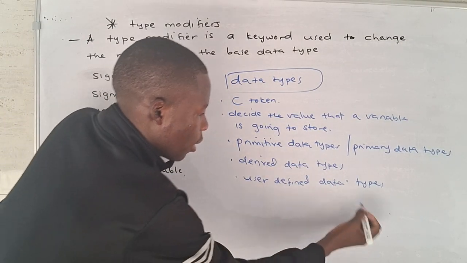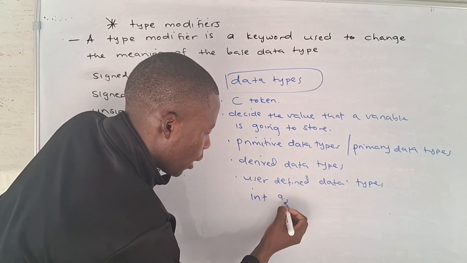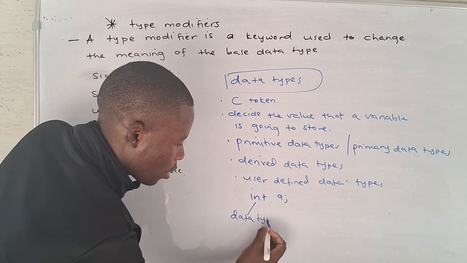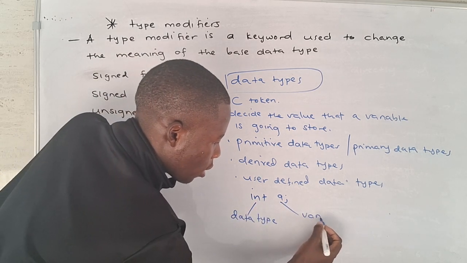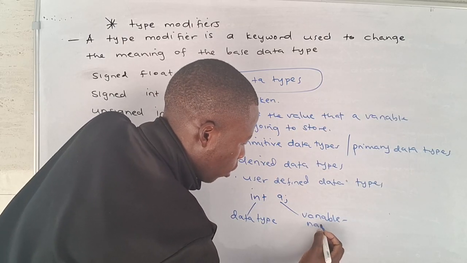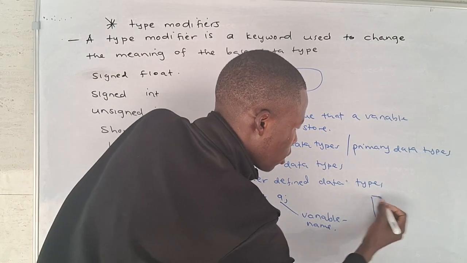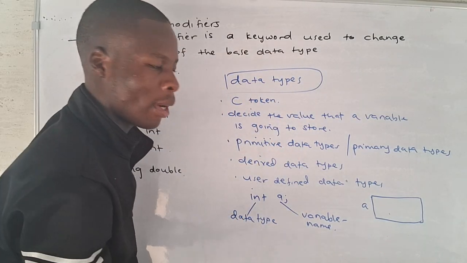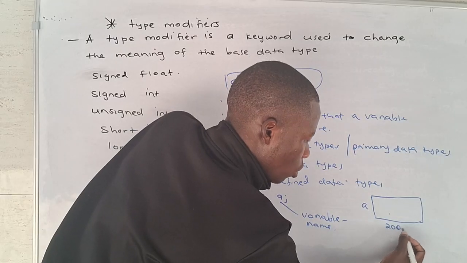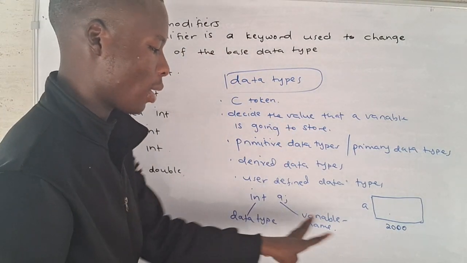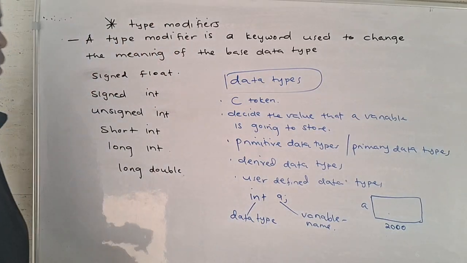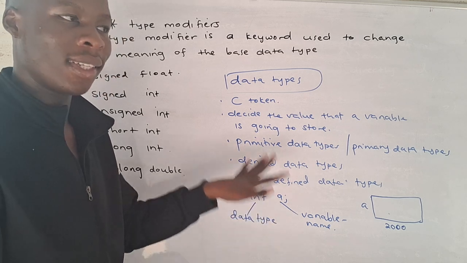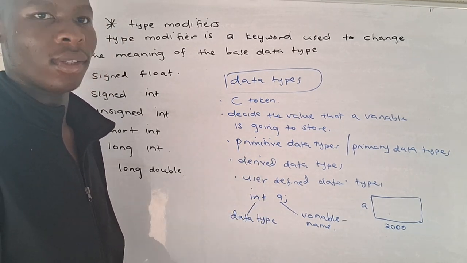For example, if I write int a, what is the meaning? This is the data type, and this is the variable name. What will happen in the computer? Some space is allocated for the variable a. Suppose the memory address is 2000. Some space is going to be allocated for variable a at this memory address. This is going to store an integer. In this case, I am just writing int.